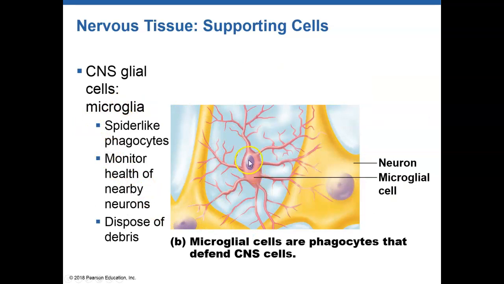And then we have the microglia. Microglial cells are spider-like structures, so they resemble spiders. These are the phagocytic cells of the nervous system, and they monitor the environment and degrade any materials that are potentially dangerous to the nervous system.